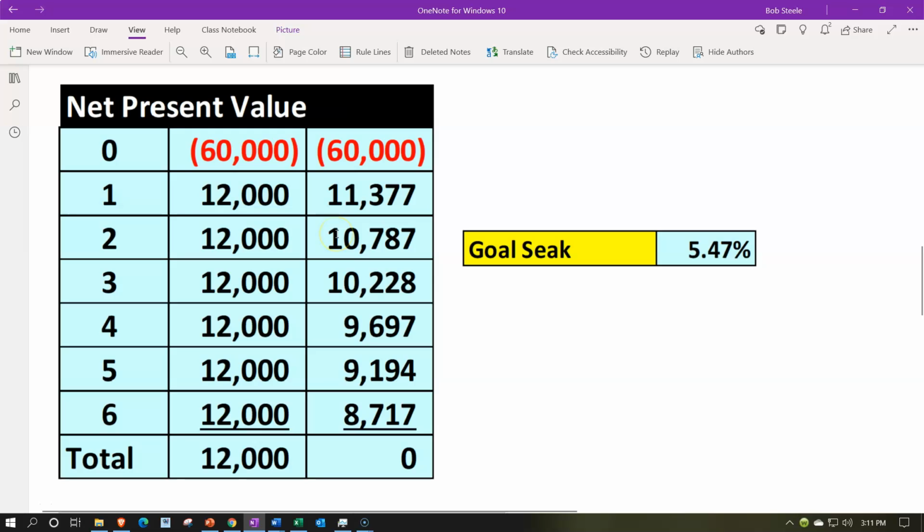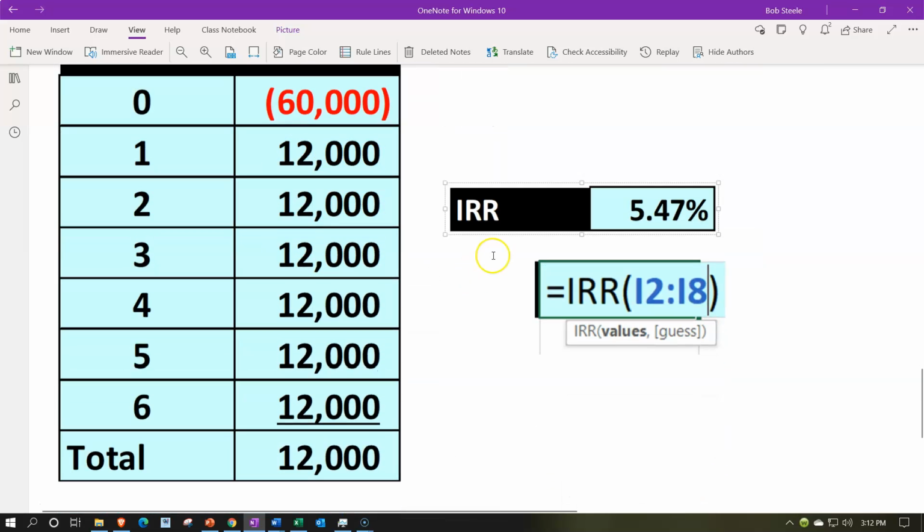So we'll talk about that more in the future, but in any case, you want to go back and forth and double check these, because that'll give you a better understanding of what the relationship is between the internal rate of return and the net present value calculation.